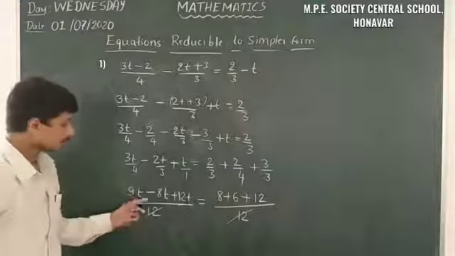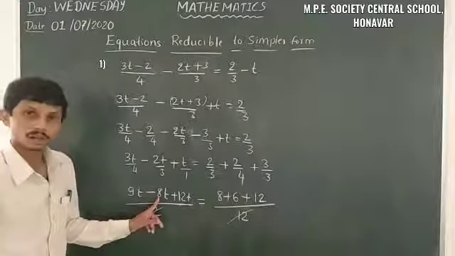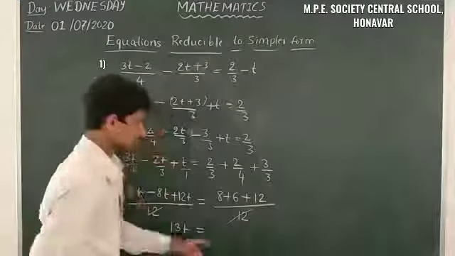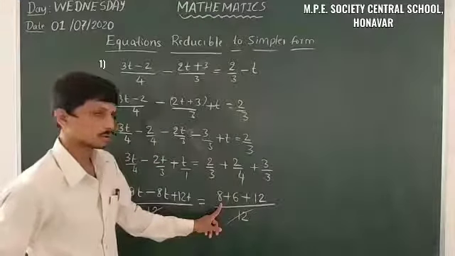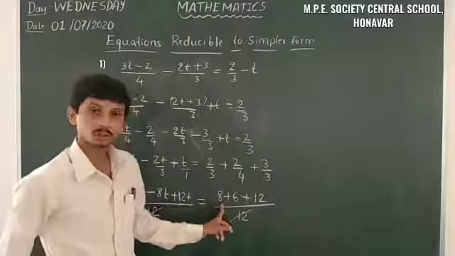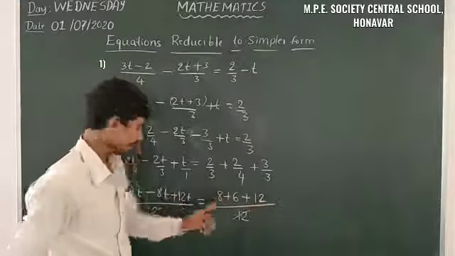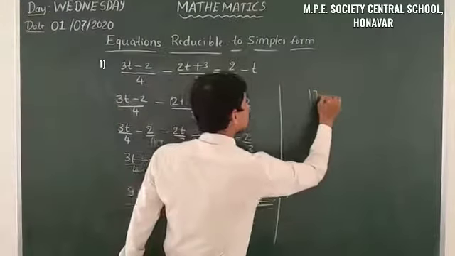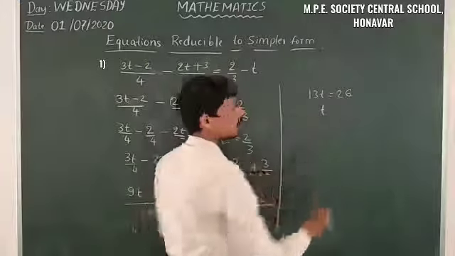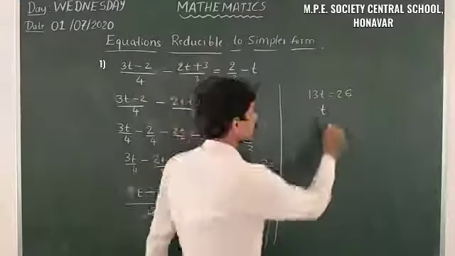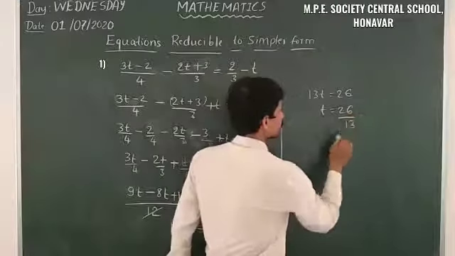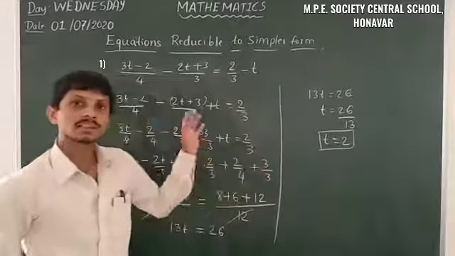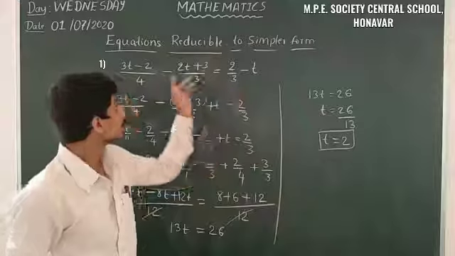So here what we have: 9t minus 8t means 1t, plus 12t means 13t, is equal to 6 plus 8 is equal to 14, 14 plus 12, 26. So 13t is equal to 26. We got 13t is equal to 26 here. I will transpose this 13 to the RHS side, and t is equal to 26 by 13. t is equal to what? 2. So this is the simpler form of this equation.